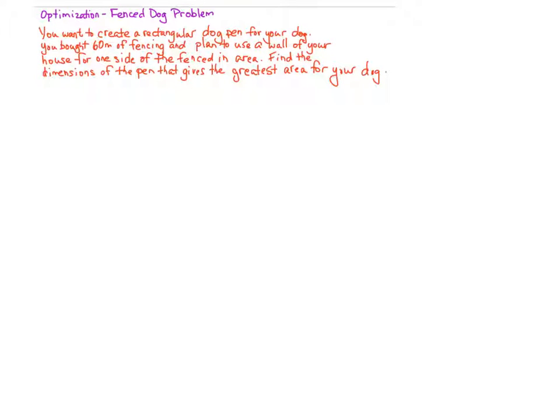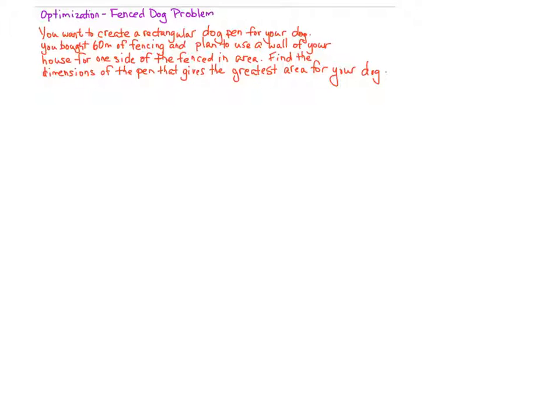Optimization, the fenced dog problem. You want to create a rectangular dog pen for your dog. You bought 60 meters of fencing and plan to use a wall of your house for one side of the fenced-in area. Find the dimensions of the pen that gives the greatest area for your dog to run around in.